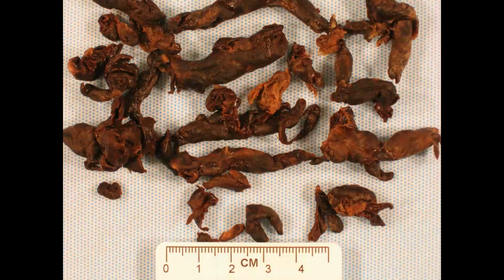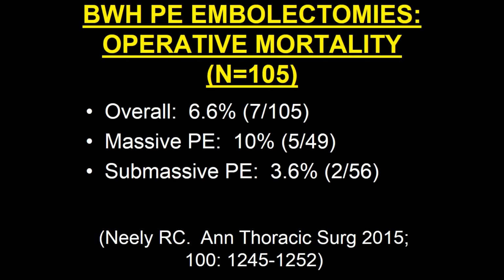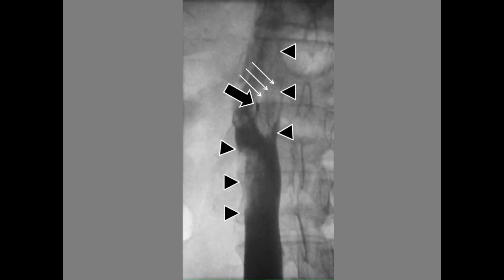Well, this is not an autopsy photo. This is the result of an open pulmonary embolectomy done surgically in the operating room by one of our cardiac surgeons. And you can see that pulmonary embolectomy is the most effective way to remove large volumes of clot. When we looked at our operative mortality, overall it was 6.6%. For massive PE, 10%, and for submassive PE, 3.6%. Here you see at the arrowheads thrombus in the large femoral vessels.